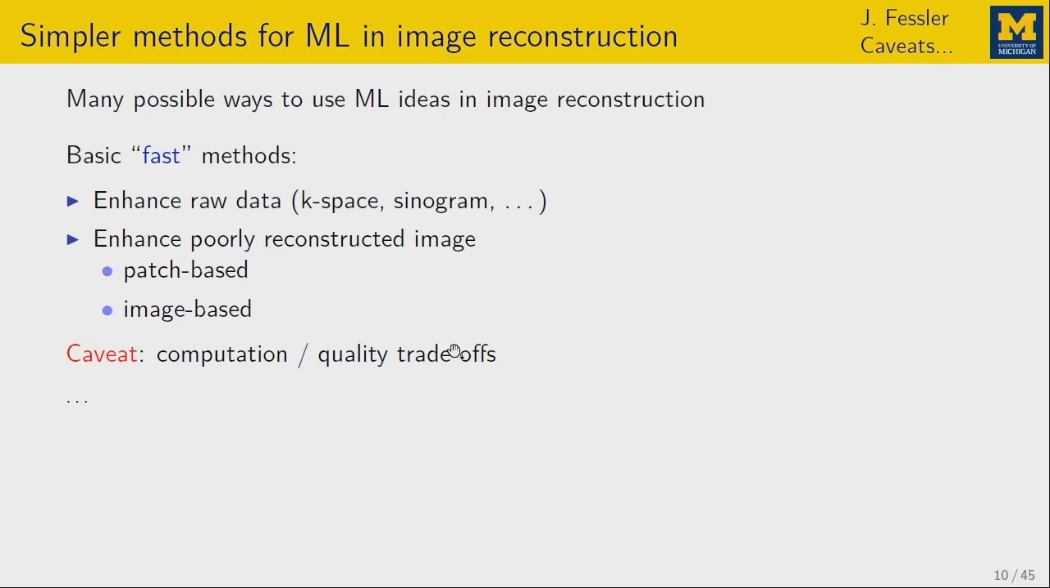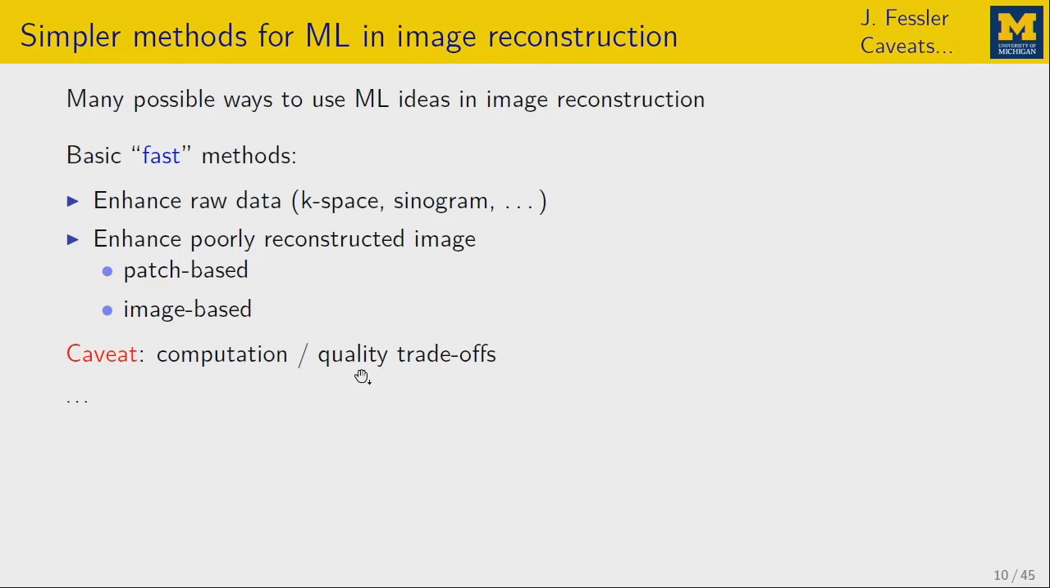So the fast ways: you'll see many papers that emphasize the speed of applying deep learning and machine learning methods for image reconstructions. Those generally are basically enhancement techniques. You either take the raw k-space data and enhance it in some way, or more likely do a poor image reconstruction, such as a zero-filled inverse FFT, and then try to enhance that in some way. And there are both patch-based and whole image-based methods for doing that. And the caveat here is that there's probably some compromise between computation and image quality.